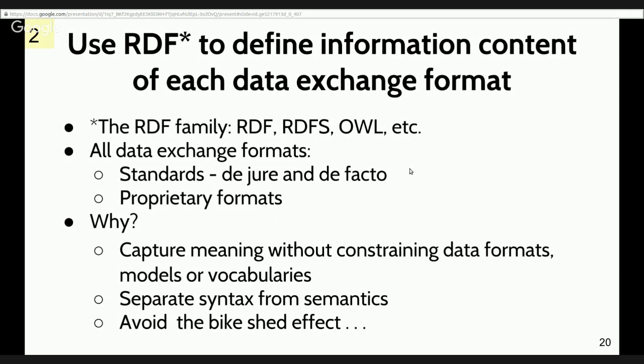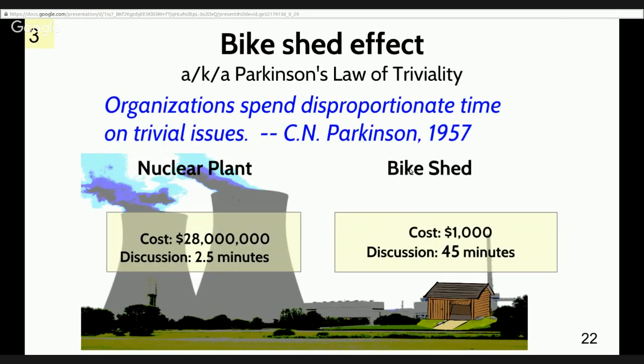There are a few reasons for doing this. One is that it allows the meaning of that data to be captured independent of the data model or the vocabulary or the data format. That gives you a separation between syntax and semantics. It also helps to avoid what people call the bike shed effect. And here is the bike shed effect. It's also called Parkinson's law of triviality.